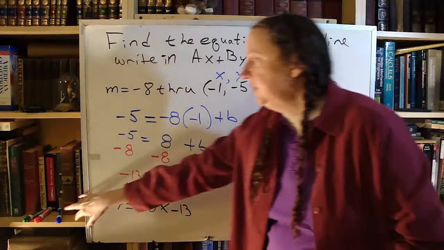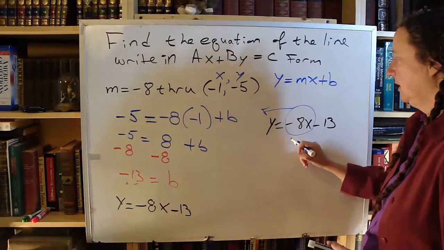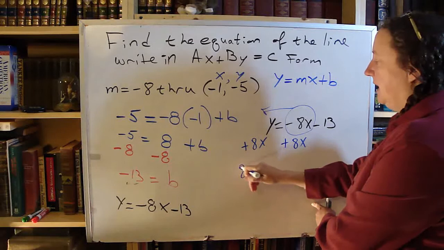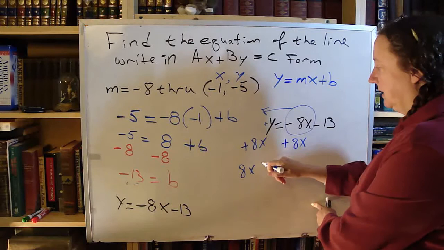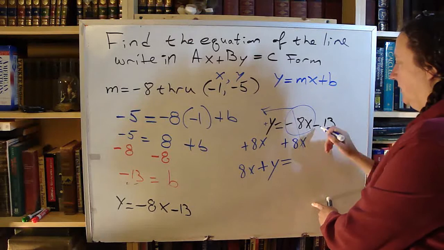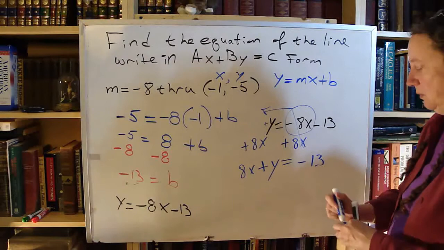I want both my x's and my y's on the same side of the equal sign. So I need to pick up this minus 8x, and I need to move it to the other side. So I'm going to add 8x. What I do on one side of the equal sign, I do the same on the other. I want my x's to be first, so I have 8x. The y is understood to be positive because there's no negative sign there. So plus y equals minus 8 plus 8 cancels out. X's cancel with it, and I bring down my minus 13, and it magically becomes negative 13. This now looks like ax plus by equals c. So now I have my answer.